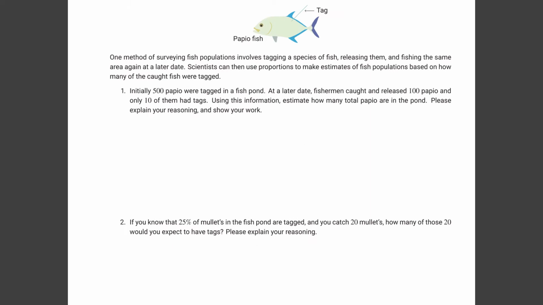In part 1 of this activity, we look at a simple fish survey using the tag and release method. Here we catch 500 papio, tag them, and release them back into the fish pond. At a later date, fishermen caught 100 papio from the same pond. Of the 100, only 10 of them had tags. Please pause the video and use this information to estimate how many papio are in the pond.